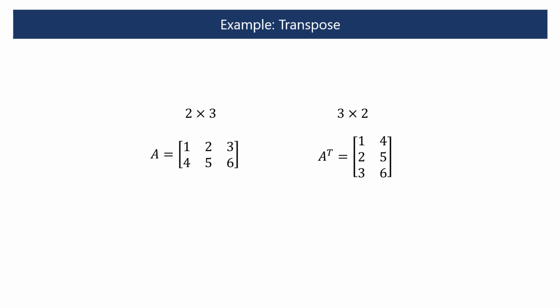Let's see a simple example. Let's consider a 2 by 3 matrix A. To find the transpose of A, we swap the rows and columns. The first row of A becomes the first column of the transpose of A. The second row of A becomes the second column of the transpose of A. So, this is the transpose of A. Here, the transpose of A is a 3 by 2 matrix because the original matrix A was 2 by 3.